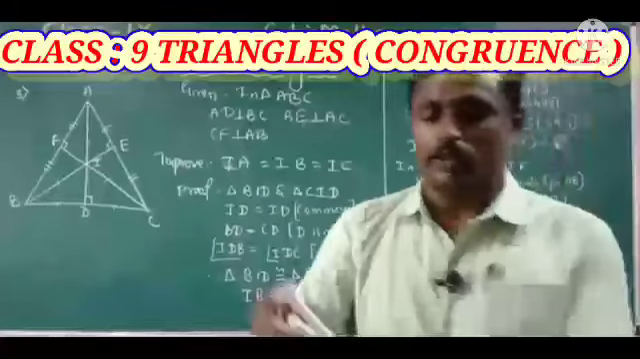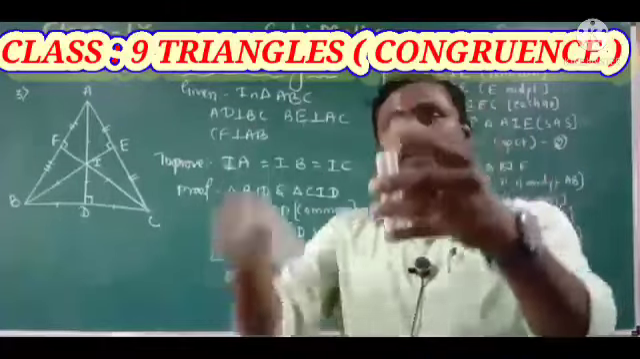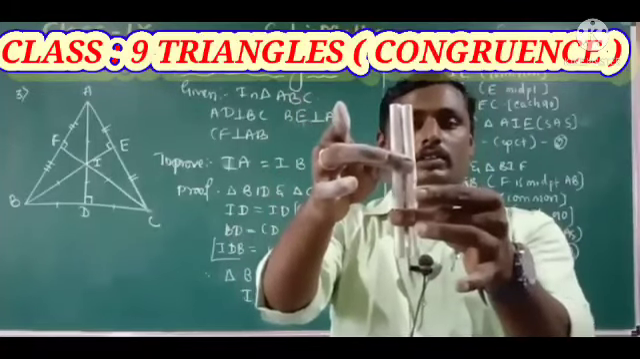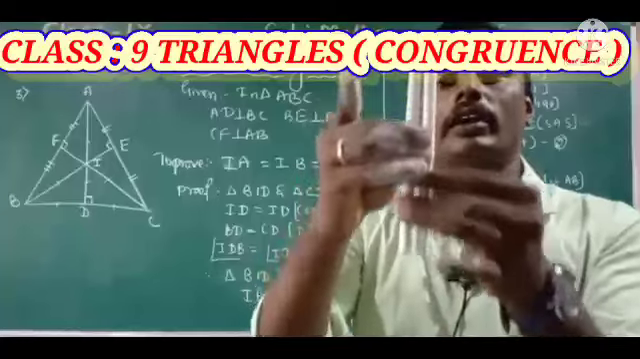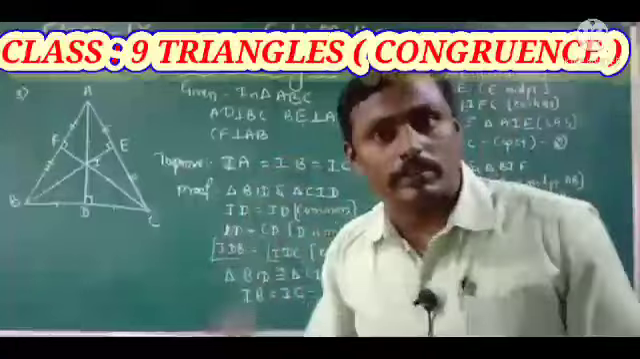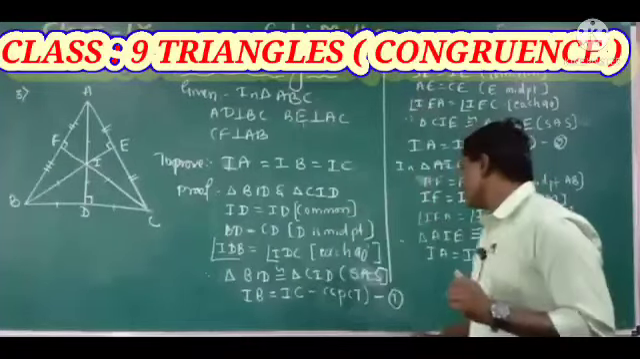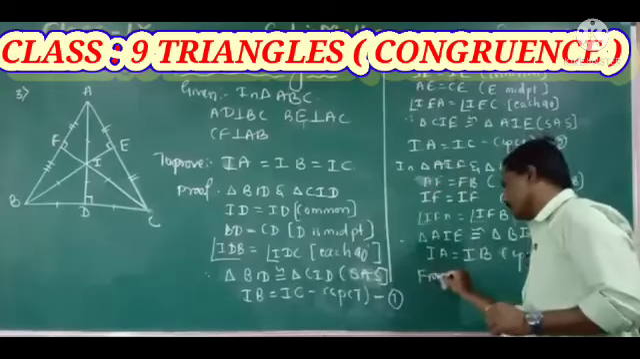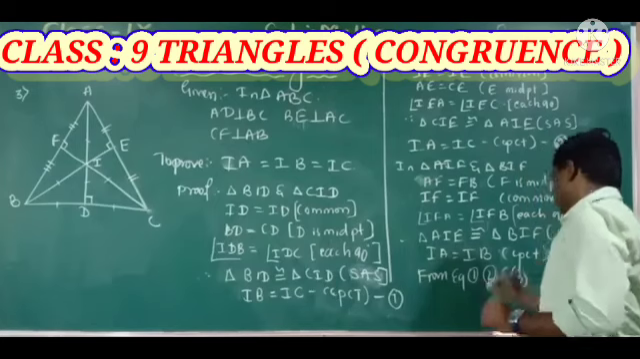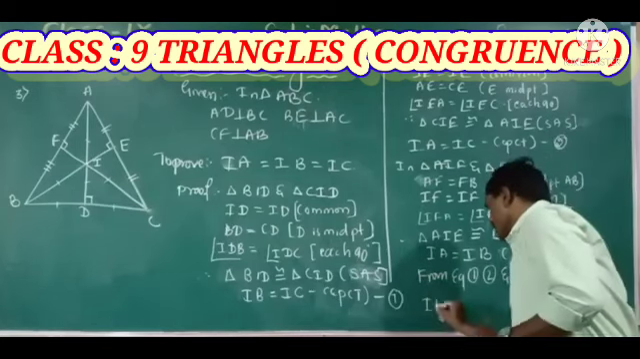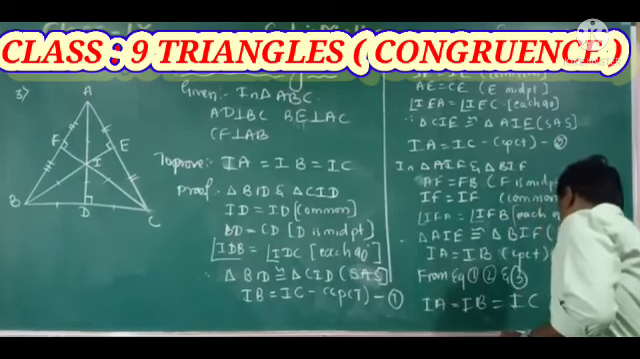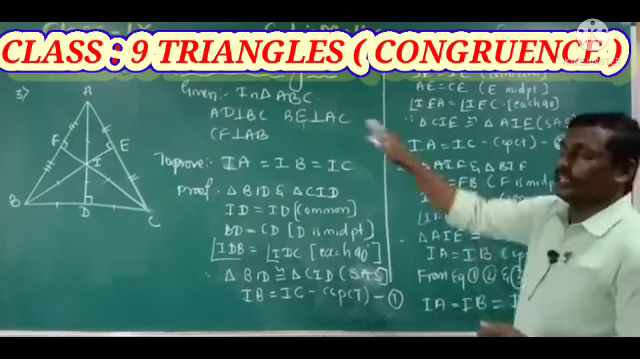Or here I am taking two chalks having the same length. By adding two more chalks to these two, I will get two equal length chalks, right? So it means things which are equal to the same things are equal to one another. So from equations 1, 2 and 3, IA is equal to IB, IB is equal to IC. So this is the required proof of the given statement.